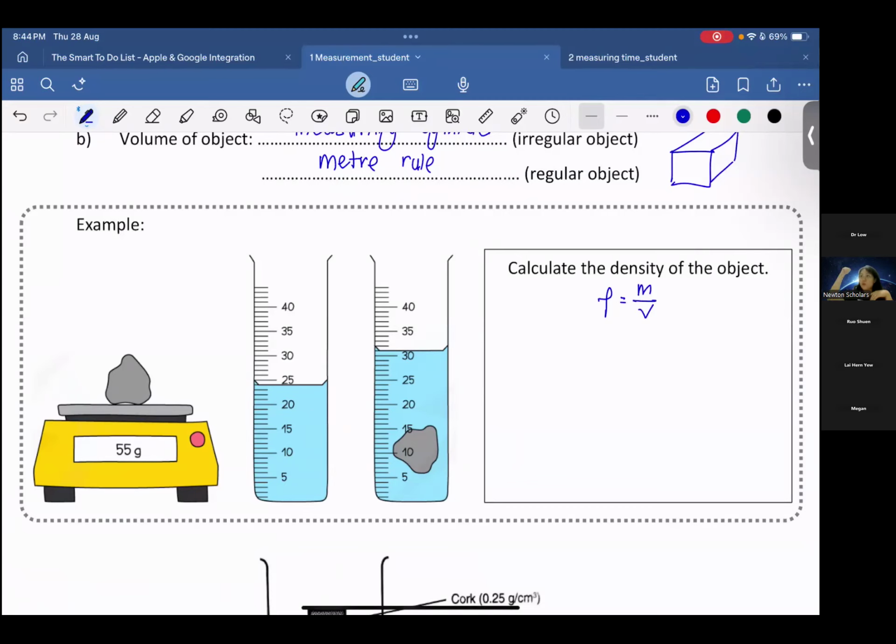After that, we go online and search. If this is 0 point something, what is this object? Basically, the material of the object. Then based on the density, we can have a reference, then we will know what this is. Okay, let's say this is an unknown material, so we calculate the density. Do the calculation and then tell me what is the answer for this density.